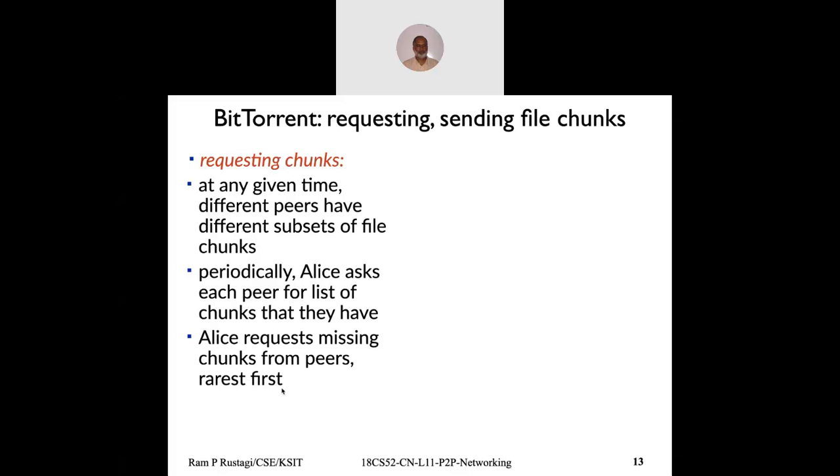If you request a chunk which is with the maximum peers, you are not actually helping out. But if you request a chunk which is the least available, then you're spreading it and making sure that chunks get quickly shared with others. So rarest first means the peer asks for those chunks which are with the least number of peers, and that way it tries to create an equilibrium so that all chunks get fairly distributed.